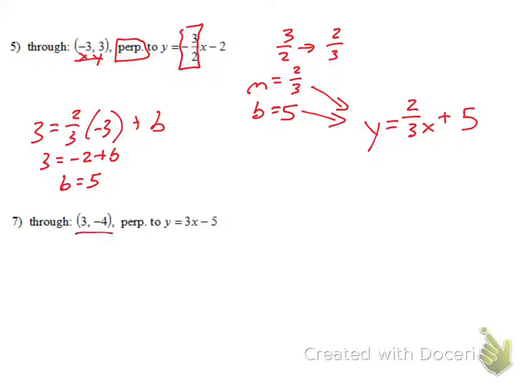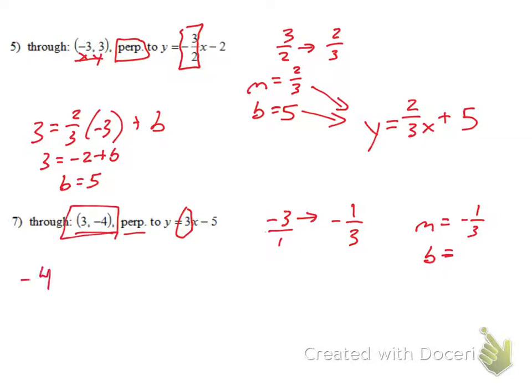All right, through 3, negative 4, perpendicular. So I take this slope right here. So the opposite of 3 is going to be a negative 3, and then I have to make it the reciprocal. So all numbers are over 1, right? So I'm just going to flip these. So it would be negative 1 over 3. So my m is equal to negative 1 over 3. My b is going to be, we don't know what that is yet. We're going to plug it in using these coordinates here.